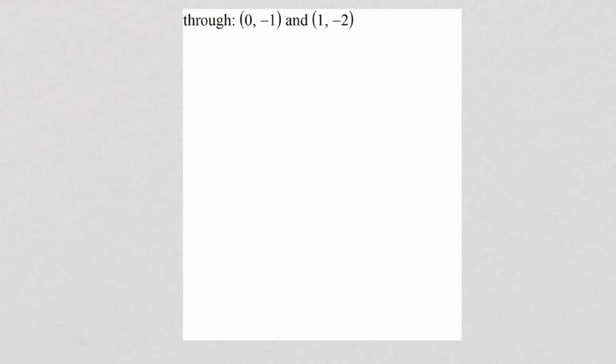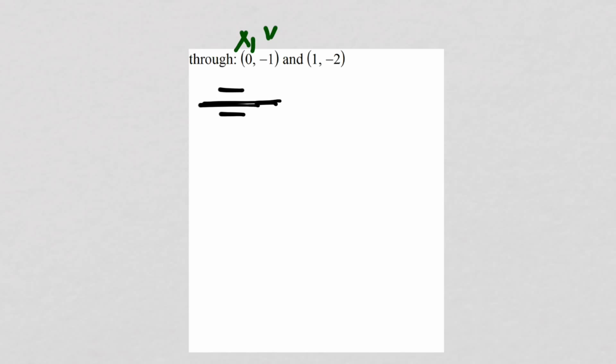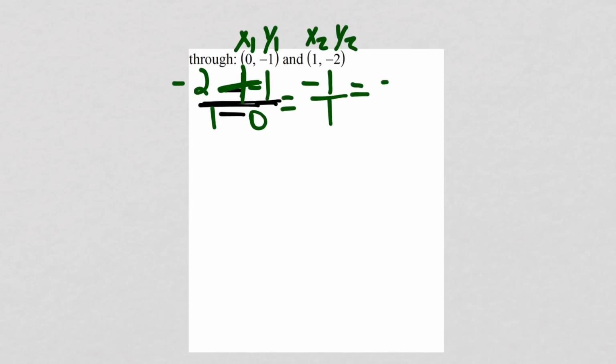Problem number 2. I do the exact same way. Step 1 says I find my slope. So I have my fraction bar, my 2 negatives. My x1, y1, x2, y2. So I end up with negative 2 minus a negative 1, and 1 minus 0. Negative 2 minus a negative 1 really means I'm adding. So negative 2 plus 1 is a negative 1. 1 minus 0 is 1. And that reduces to just the number of negative 1.